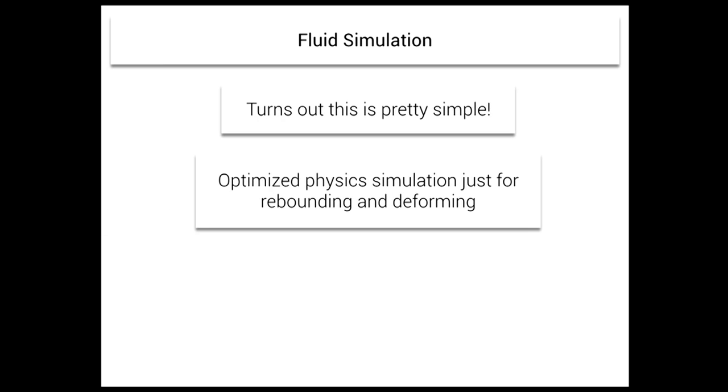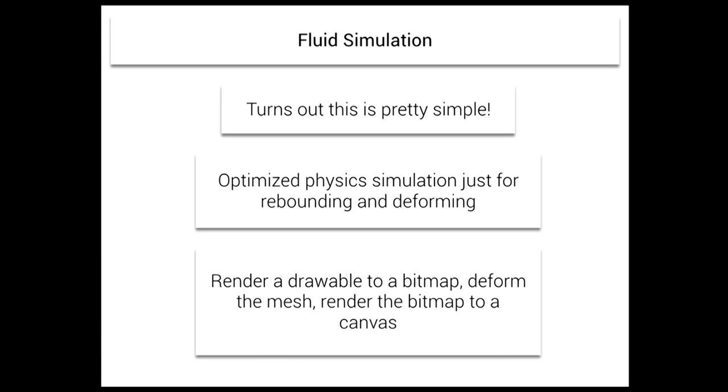And if we take an optimized physics simulation that is optimized for this rebounding animation and this deforming, we can simulate this stuff, right? So we just render a drawable to a bitmap. We can take any view, any button, anything that we actually want, render it to a bitmap, and deform the mesh that we draw underneath that bitmap. Android pipes all of that down.